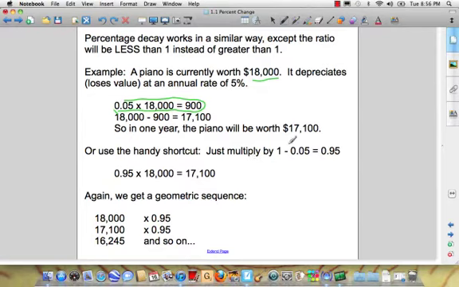Here's the handy shortcut. This time, since it is decay, not growth, it's 1 minus 0.05 or 0.95. The 1, again, returns the original amount, in this case 18,000, and we're taking away 5% of that, leaving us with 95% of the value. So the geometric sequence starts at 18,000 and repeatedly multiplies by 0.95. So 5% decay turns into a ratio of 0.95.